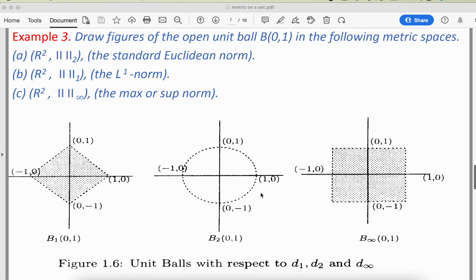And this is the shape of the ball with respect to d2, and this is the shape of the ball with respect to d infinity. We have defined these metrics in the previous examples, and we know how to calculate these balls. If we draw the figure of these balls, they come out like this. This is a ball with respect to d1, this is a ball with respect to d2, and this is a ball with respect to d infinity.